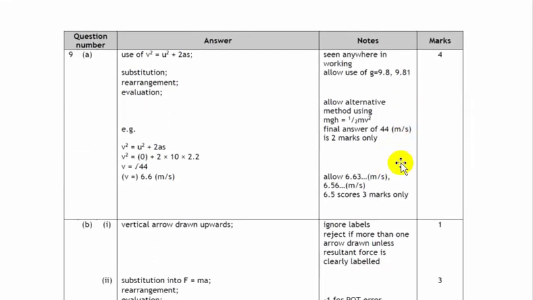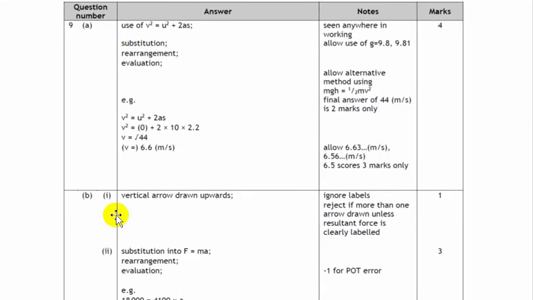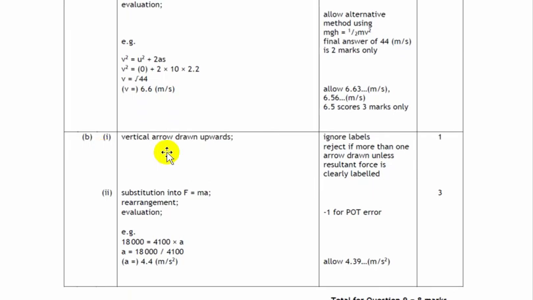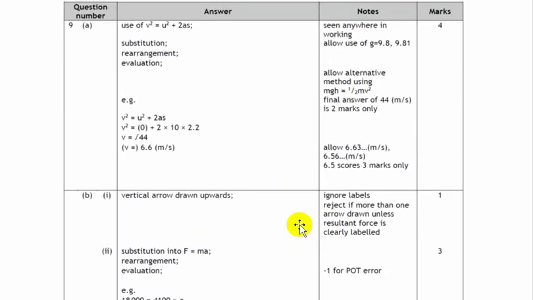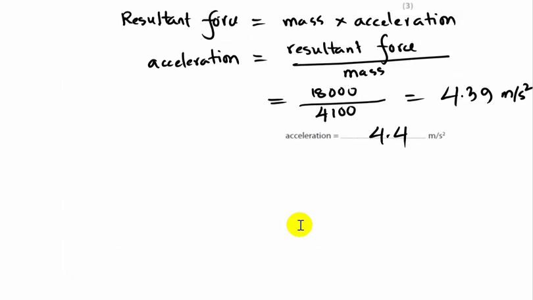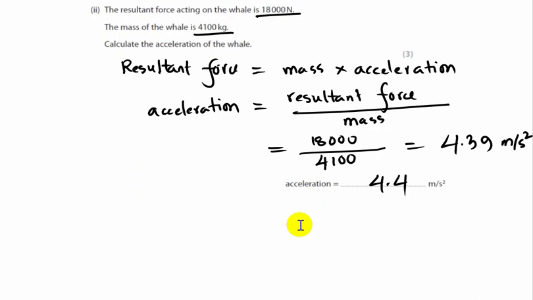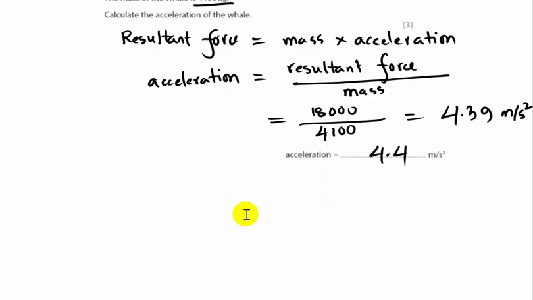So here is the mark scheme for the question. The final velocity would be 6.6 meter per second, a vertical arrow drawn upward, and F equals ma, so 4.4. So total marks for this question.